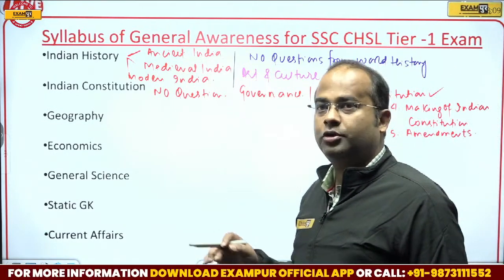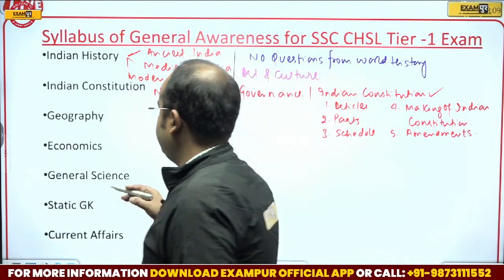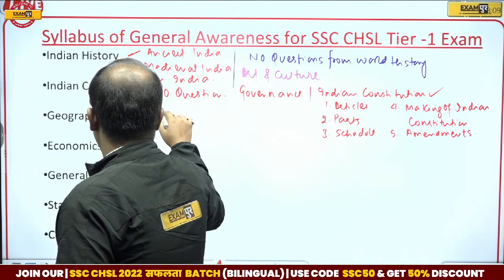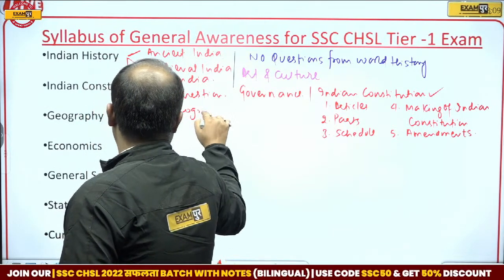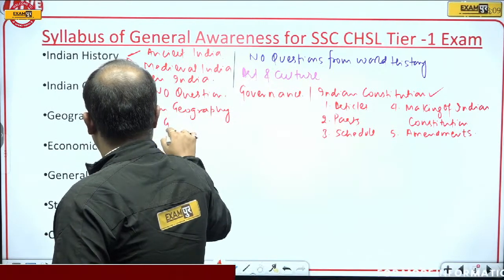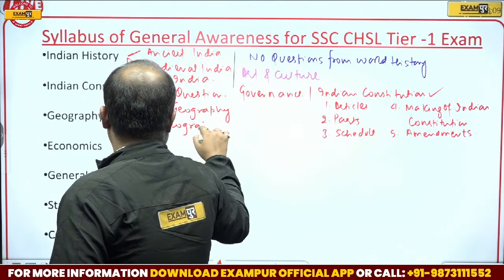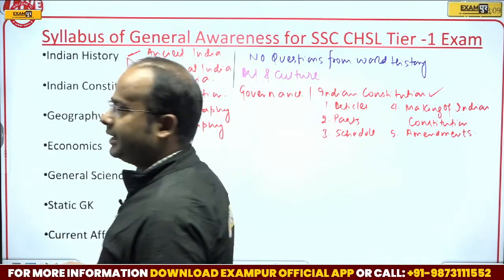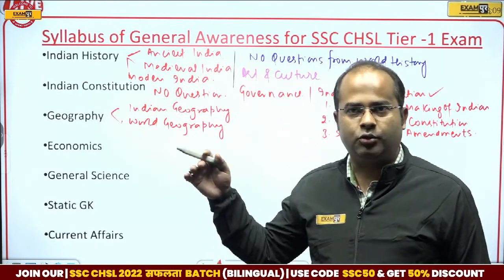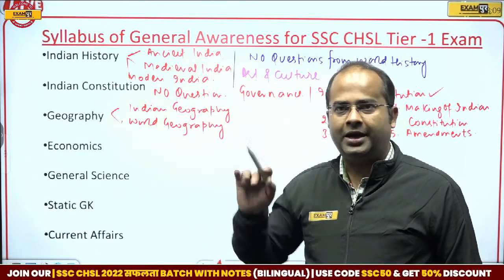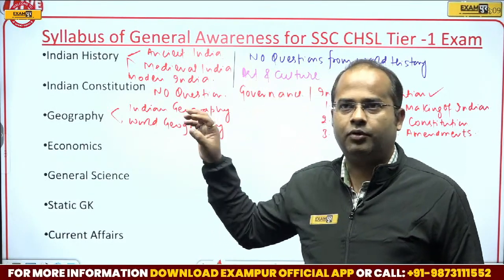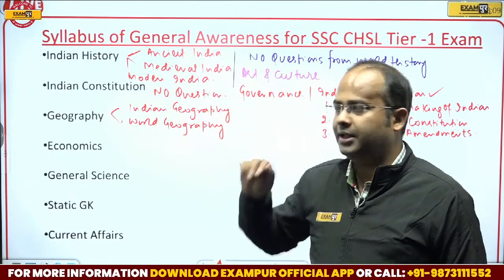Now let's come to the geography section. In the geography section, you have questions from Indian geography as well as from world geography. In Indian geography, they can ask you about the physiographic divisions of India, the deserts, different landforms, and the types of rainfall found in India.